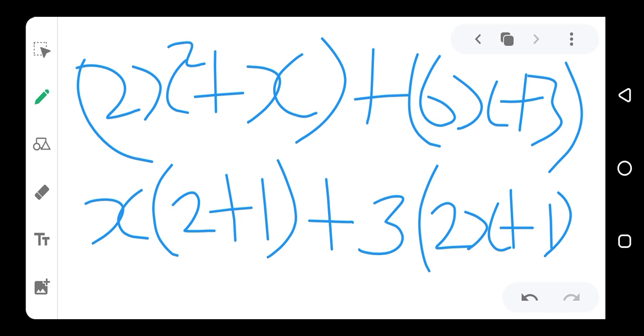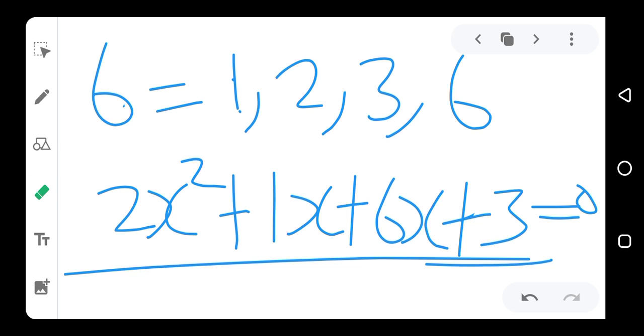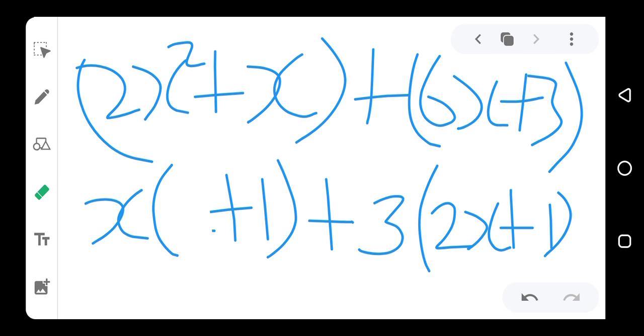This is 2x squared. 2x squared divided by x, we get 2x plus 1. Then plus the common factor between 6x and 3, which is 3. 6x divided by 3 gives 2x, and 3 divided by 3 gives 1, so plus 3.